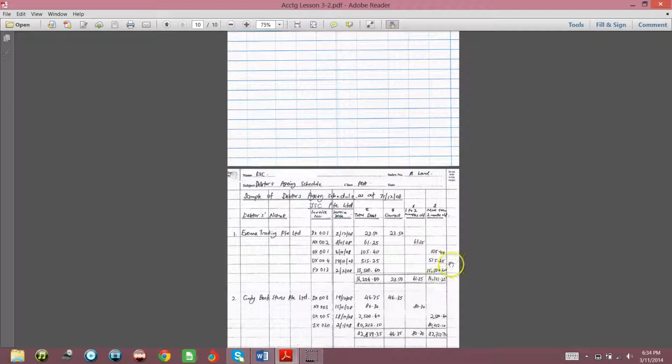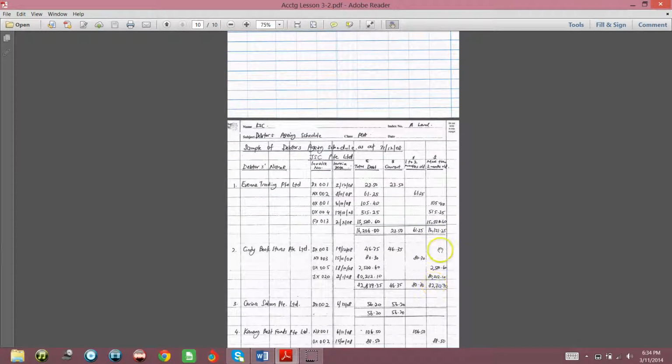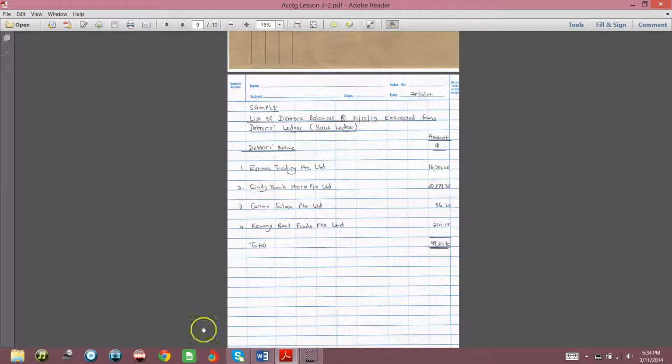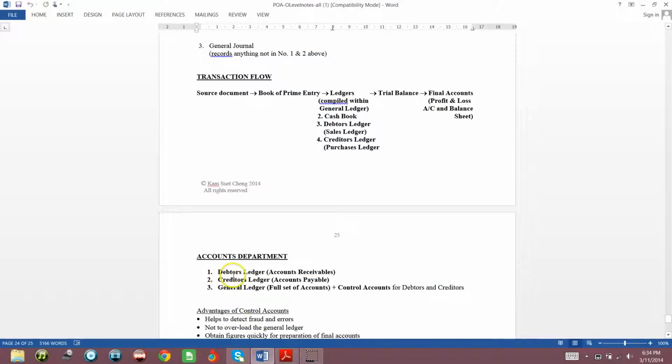You see, if the debt is too old, then you have to call up the debtors more regularly, and make sure they pay up all the older debts, and make sure that it's not overdue for too long. So if the debtors don't pay up, probably he can advise the boss to stop selling on credit to this customer, for example. Okay, so this is the role of the person taking care of the debtors ledger in the accounts department. Okay, so now you understand what is debtors ledger.